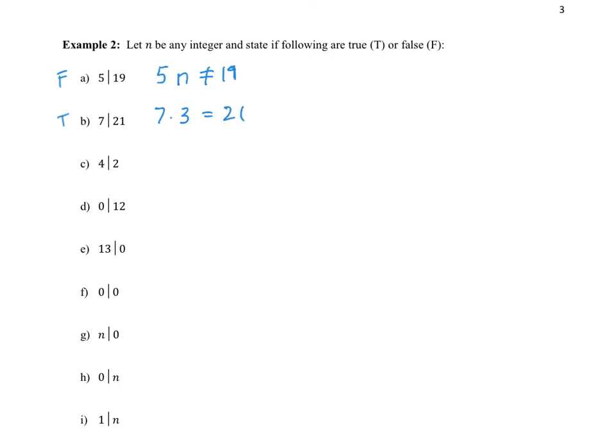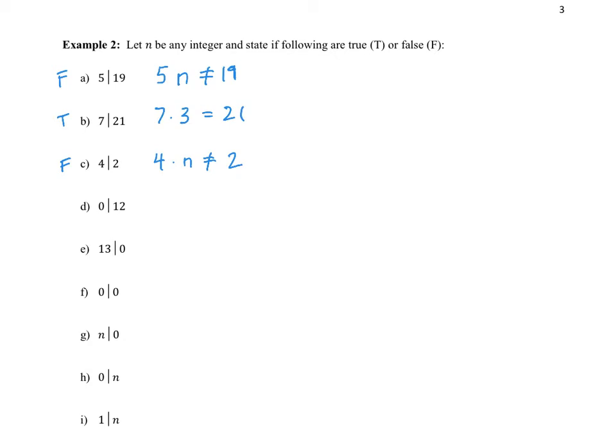4 is a factor of 2. If we take 4, you could multiply it by 1/2 to get 2, but remember we can't use fractions here, we're only using integers. So there's no way to multiply 4 and get all the way down to 2. So that one is false. So just notice that usually the smaller number is on the left-hand side and the bigger number is on the right-hand side, usually. There are some exceptions below, and 0 kind of creates some of those exceptions.